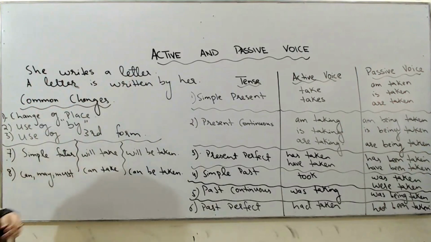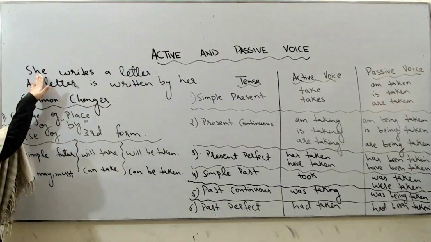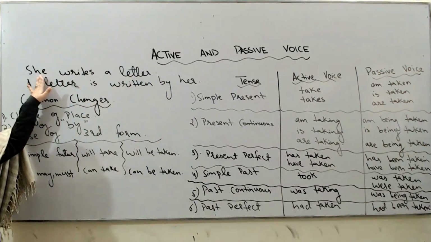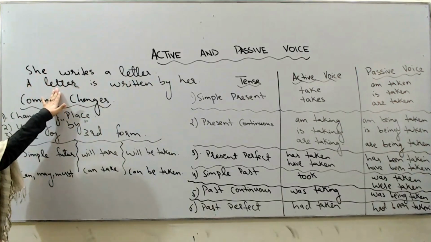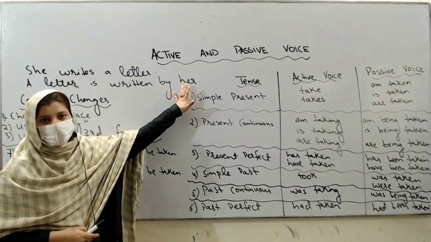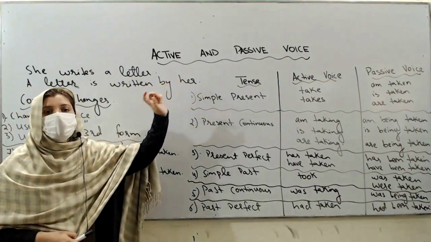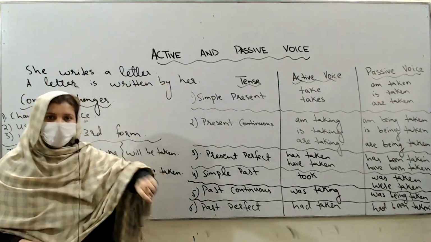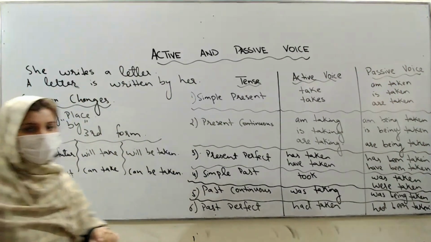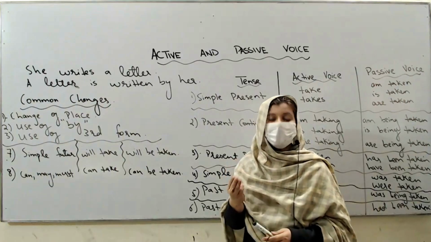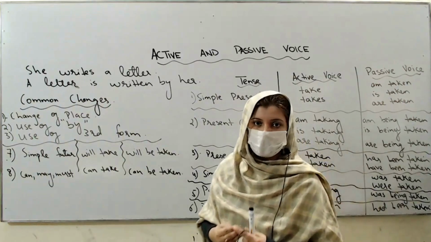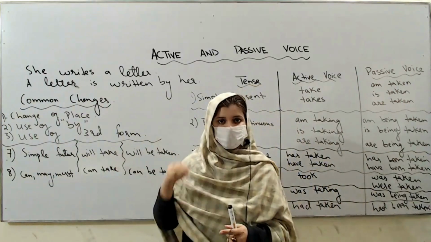So active voice is actually that sentence where a subject is active, right? Whereas passive voice is that voice where the object becomes active, whereas the subject becomes passive. This is actually called active and passive voice. Now, if you want to change active into passive voice, there are three common changes, right? Three common changes that will be made to convert active into passive voice.